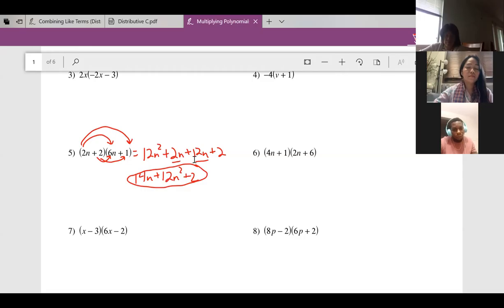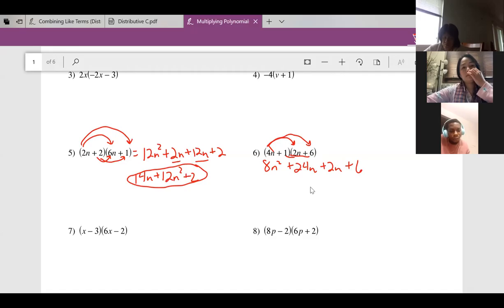Give me a thumbs up if that's okay. Thumbs up? All right. Let's look at number 6 together. And I'll multiply from the outside. 4n times 2n, that's going to be 8n squared. 4n times 6, that's going to be 24n. And I'm going to look at the next number. I have 1 times 2n, that's going to be 2n. And then I have 1 times 6, and that's just going to be 6. Okay, just like in number 5, your like terms are 24n and 2n. So if I combine my like terms, that's going to become 26n. 6 stays the same, and 8n squared stays the same. And that's your simplified polynomial for number 6, okay?